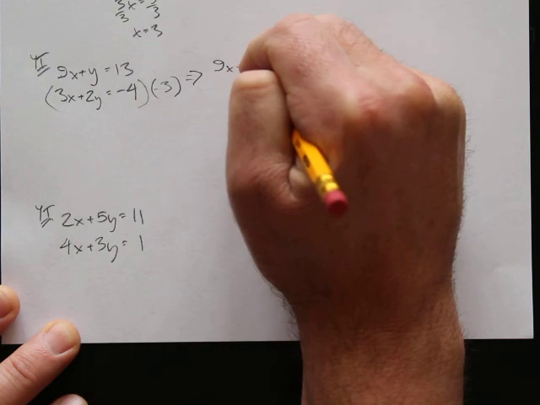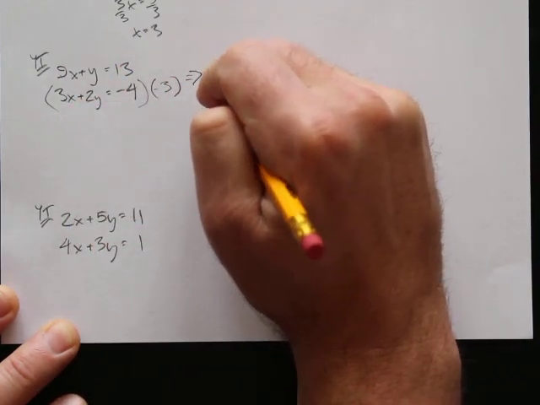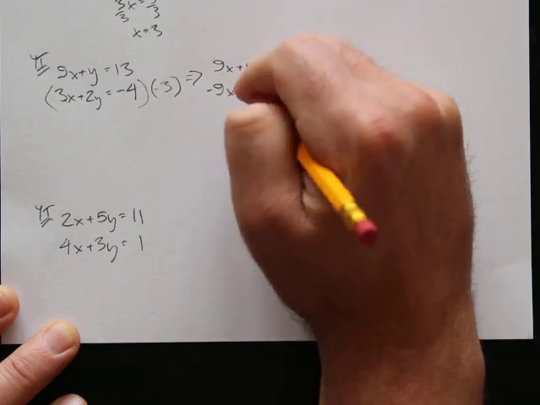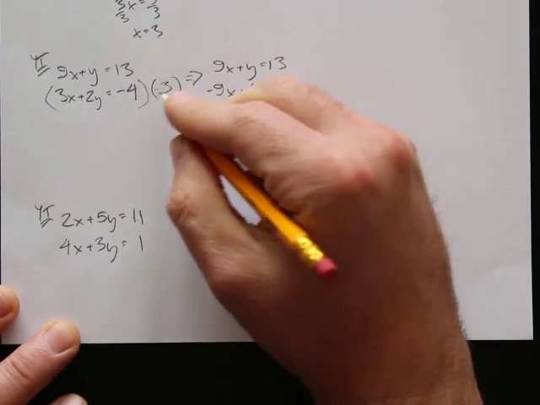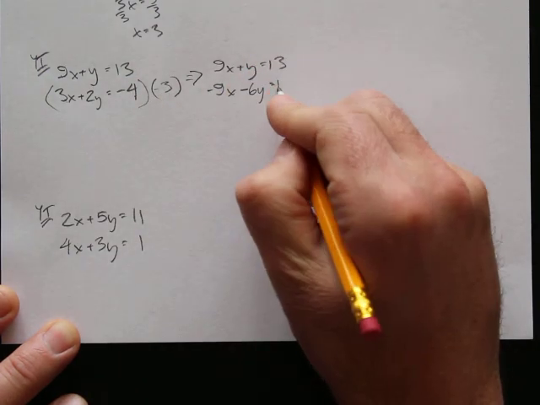9x plus y equals 13. And then negative 3 times 3x is negative 9x minus 6y, negative 3 times 2, equals negative 3 times negative 4, 12.